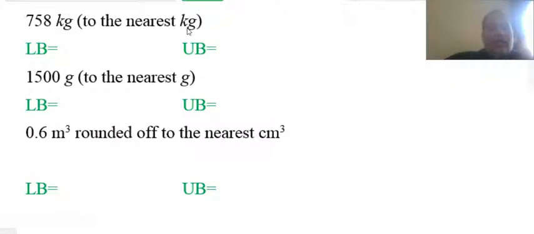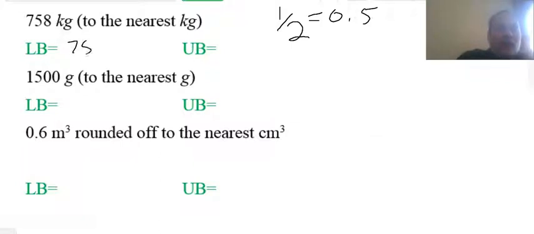When there is a nearest kg, we always divide 1 by 2. Here we divide 1 by 2, that will give us 0.5, and when we subtract this 0.5 from this number 758, that will become 757.5. So 757.5 is the lower bound. When we add it to this number 758, that is 758.5. This 758.5 is the upper bound.